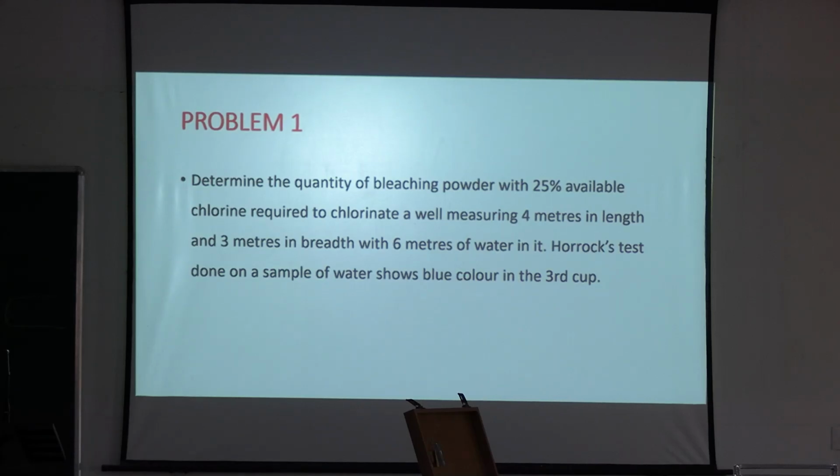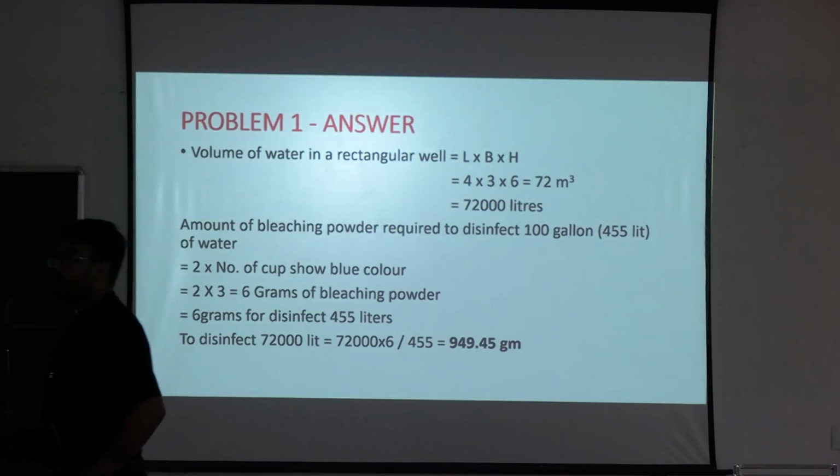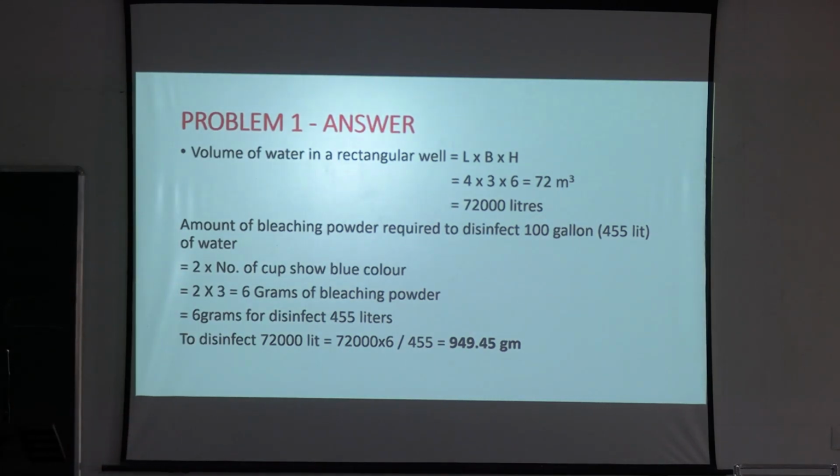949. So what is coming is 949.45. Clear? That 25% has got nothing to do with your sum, that is just a confusion. The bleaching powder is such that it is having 25% free chlorine. It's a property of the powder, nothing of your concern.